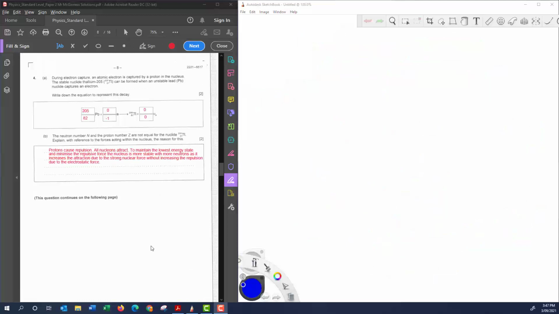Okay, let's do question 4. This is on page 8, and how this is going to work is we have got lead, and they've told us it's beta minus, so we're undergoing beta minus decay. Well, we're capturing an electron, which is a beta minus particle, to get, is it thallium? Yep, thallium plus neutrino. And they've told us that thallium is 205.81. And they want us to fill in all these little boxes on the left-hand side here.